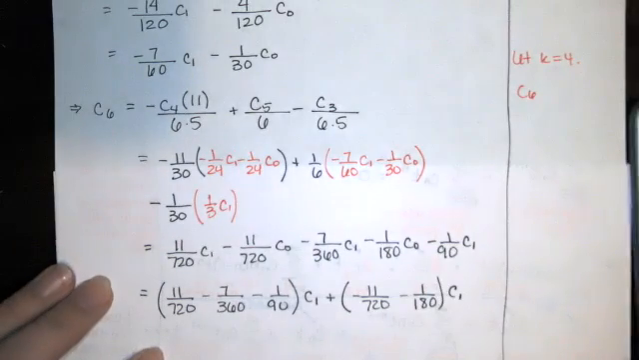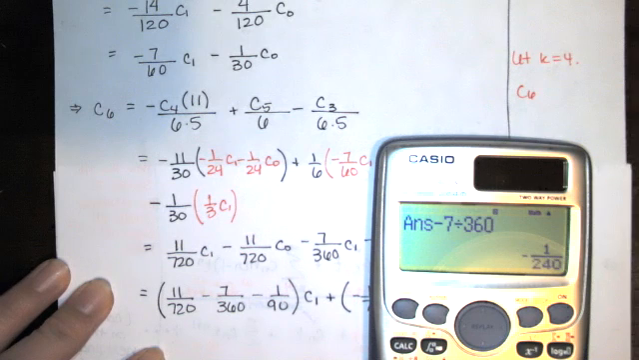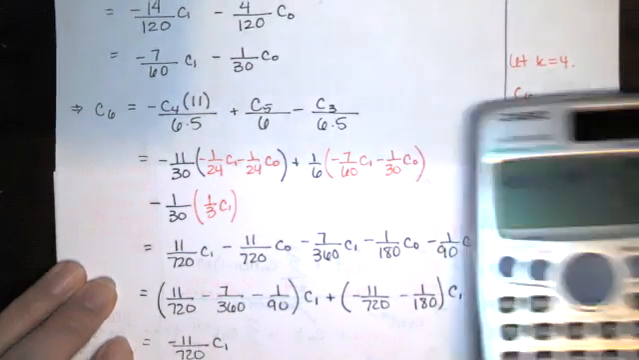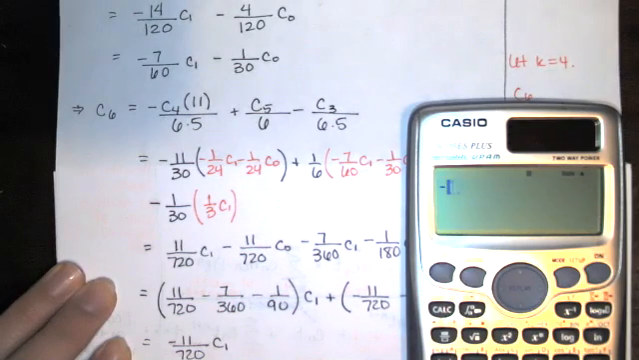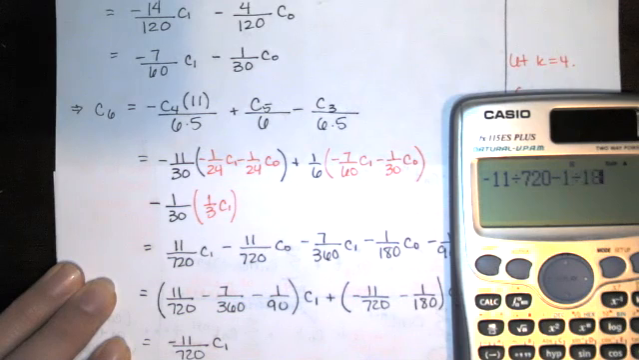And you want to add those fractions. We could get a common denominator, but again, I'm just going to save a little bit of time by using the calculator for the arithmetic. So I've got negative 11 over 720 times c sub 1, and then over here, negative 11 over 720 minus 1 over 180. So that's, oops, negative 1 over 48, apparently, after simplification.